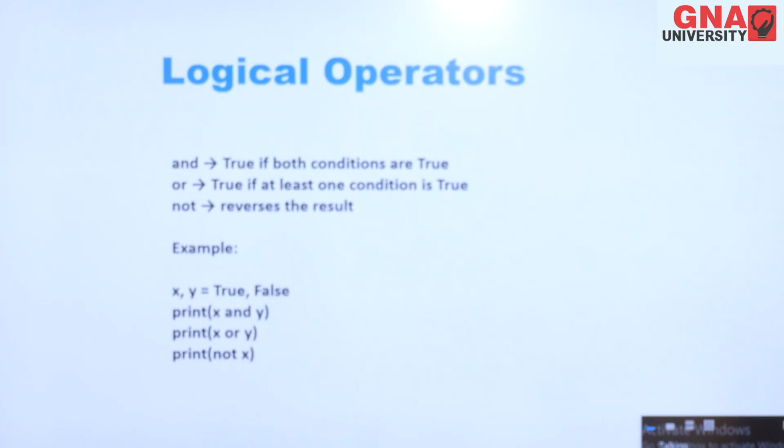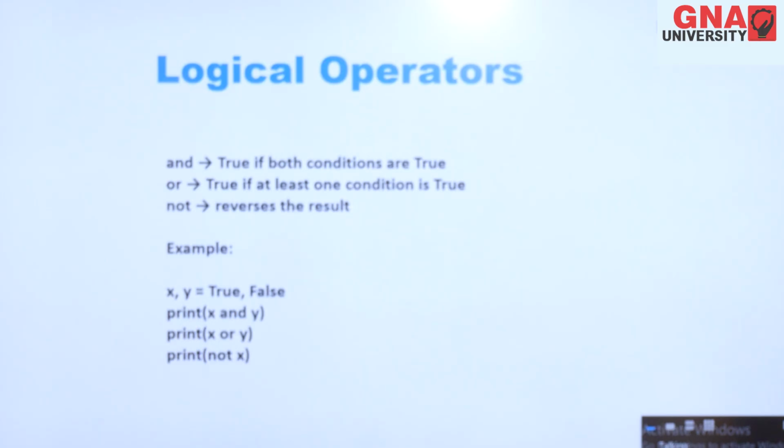If we write x, y equals to True, False and we get x and y, if both are true it gives the true result. If one is true and the other is false, it will give the false result. And in the or condition, if at least one is true, it gives the true result. Not is the reverse of the condition. If the condition is true, it gives us the false result, and if the condition is false, it gives us the true result.